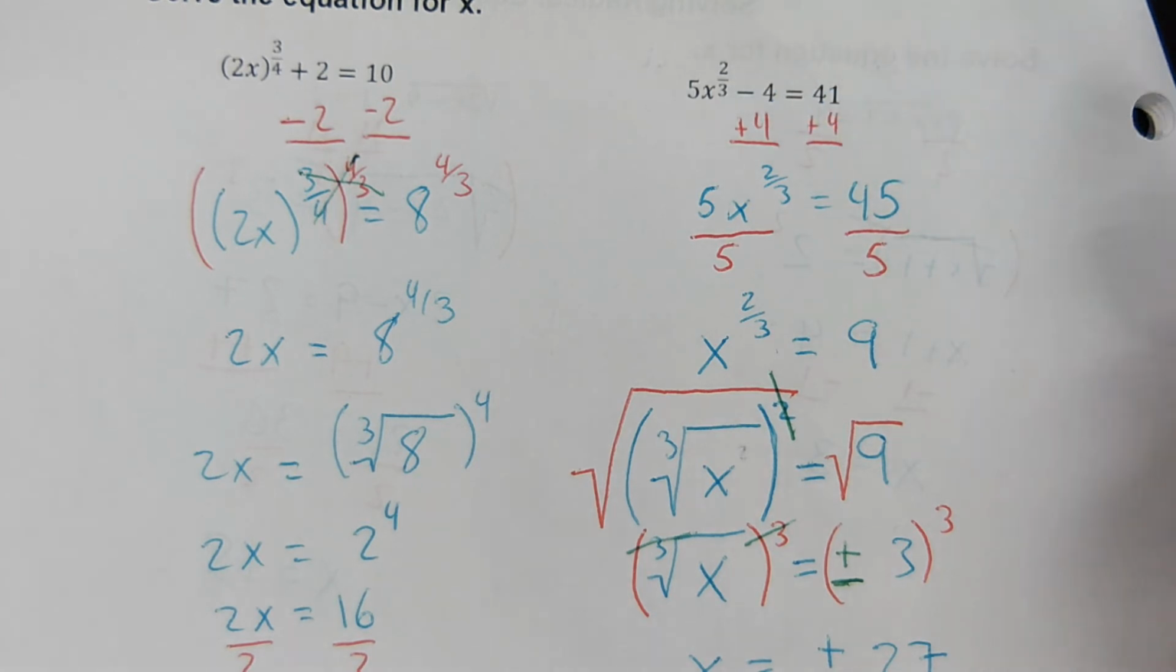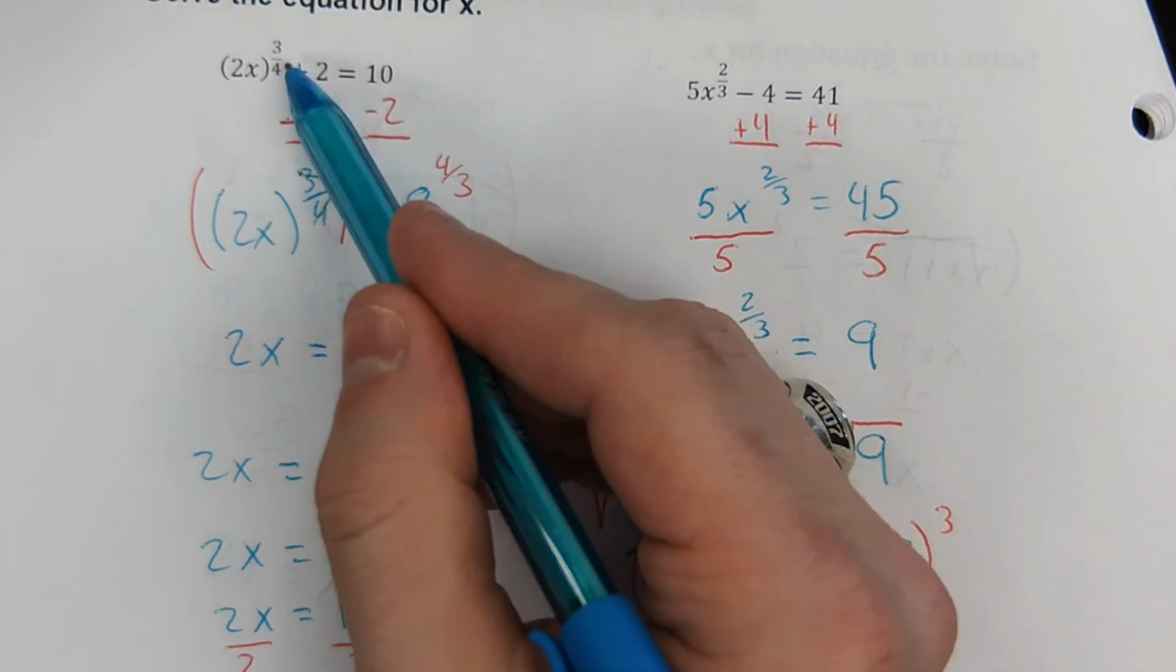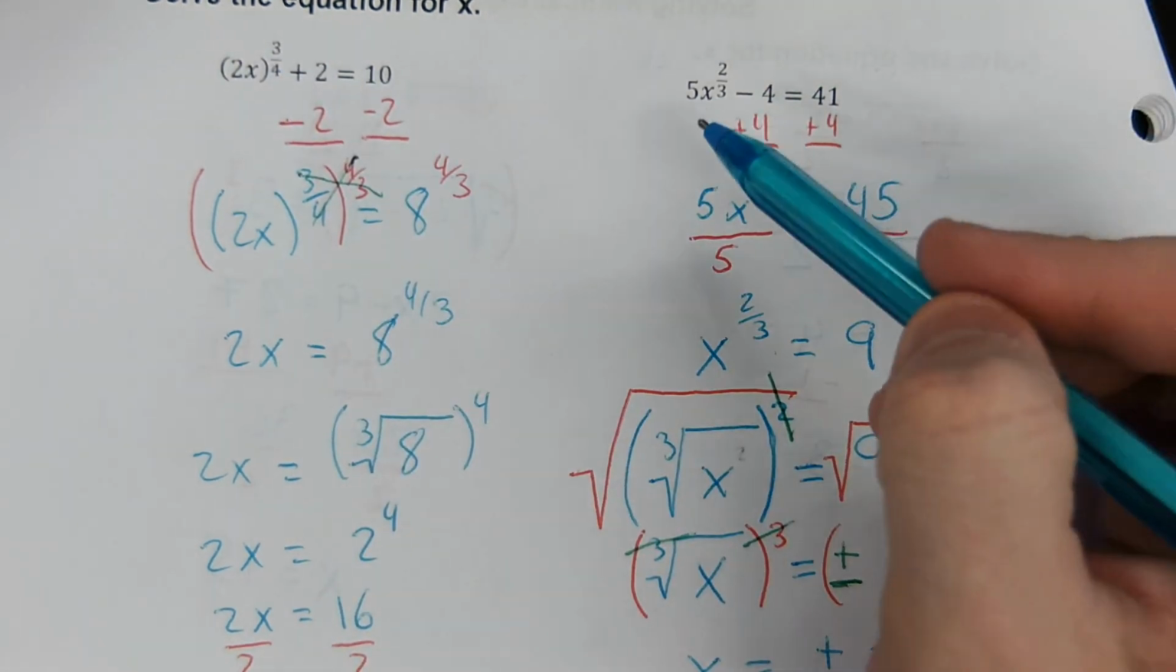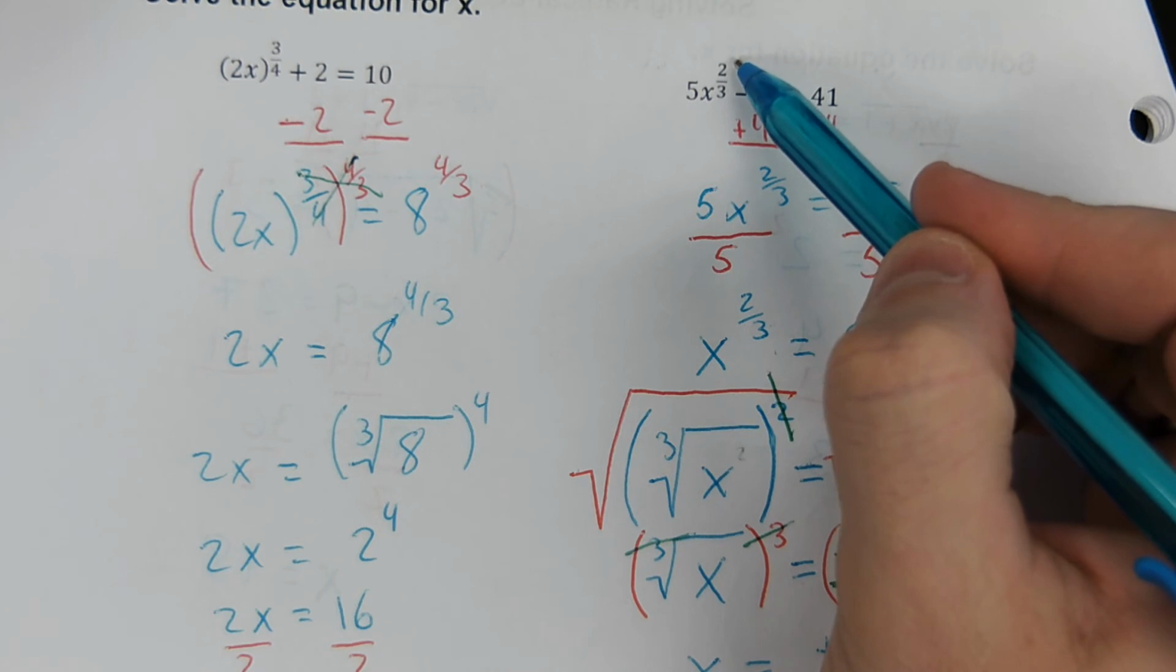So from the get-go, I have trained myself to look at the top number of an exponent and ask myself, is this going to get a plus or minus or not at the end? This one I would instantly go, nope, that's going to take a third root. I don't have to worry. Yup, that's going to take a square root, plus or minus.